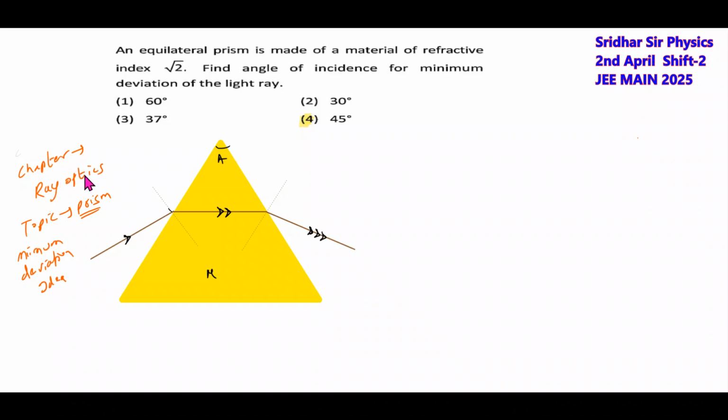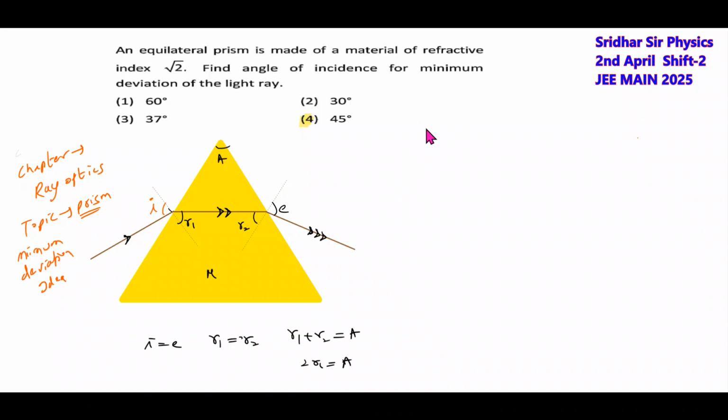from the chapter ray optics, and the topic is prism, with the minimum deviation idea. So there's an incident ray. It will make an angle of incidence i, the refracting angle r1, here the angle of incidence r2, and the emergent angle, let it be e. Then at minimum deviation, i should be equal to e, angle of incidence equal to angle of emergence, and the refracting angles r1 should be equal to r2, and we know r1 plus r2 is equal to A, so 2r1 equals A.